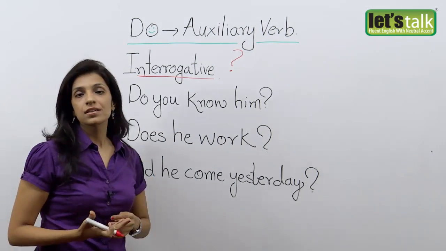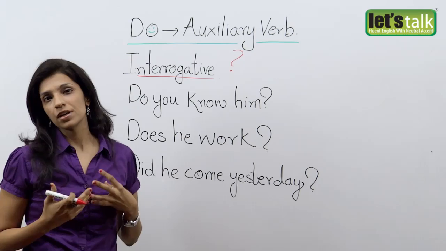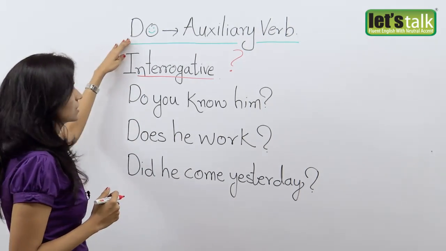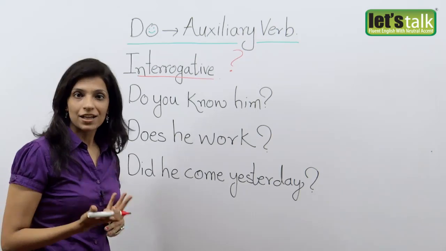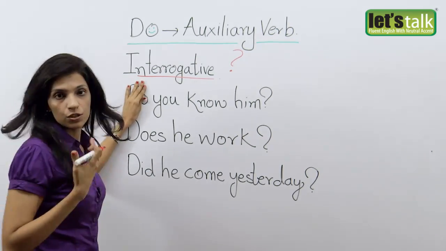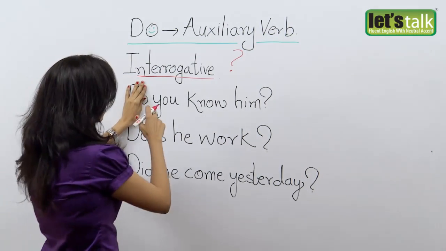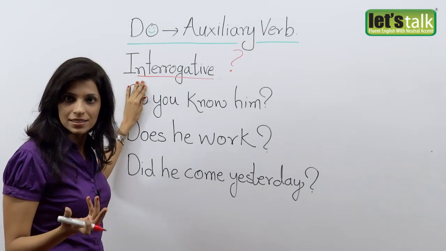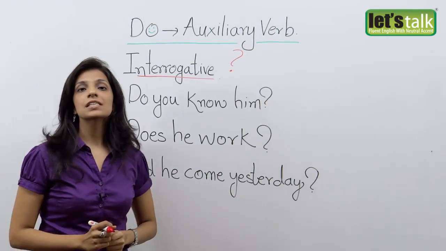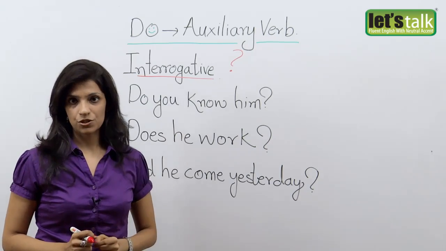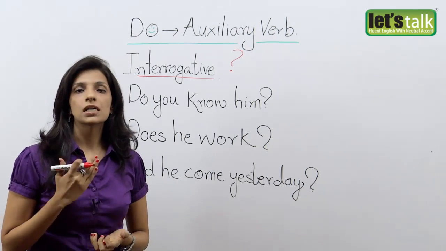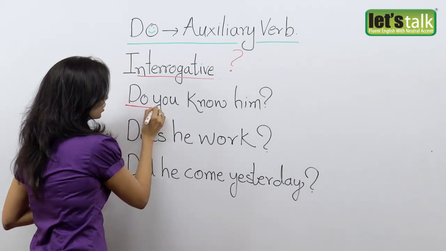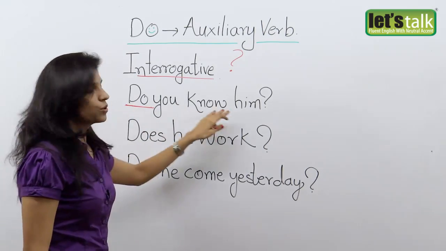Now what has happened is we generally speak very informally or colloquially, so we have forgotten how to use the auxiliary verb do. What we actually do is we change our tone, or we use a different intonation and ask, you know him? So the other person understands that you are asking a question. But that is not the correct way to ask a question. Grammatically, to form a correct interrogative sentence, you put the auxiliary verb do. So, do you know him?